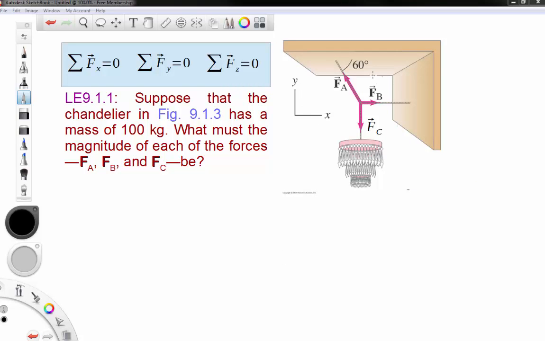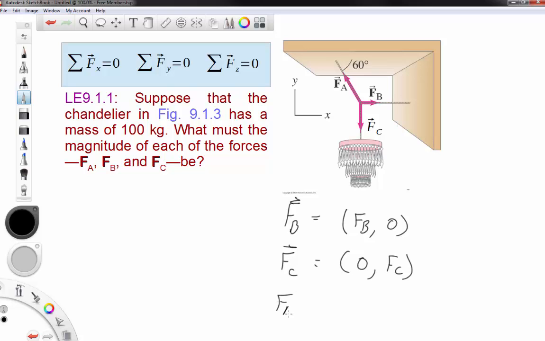So from this diagram over here, you can see that FB is entirely in the x direction. So we could write this, for example, as FB, 0. FC is entirely in the y direction, so we call that 0, FC. FA has an x and a y component, so we could say FAX and FAY.